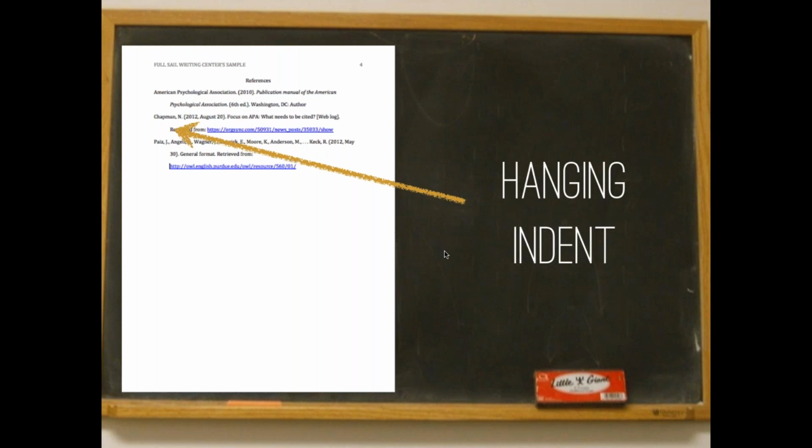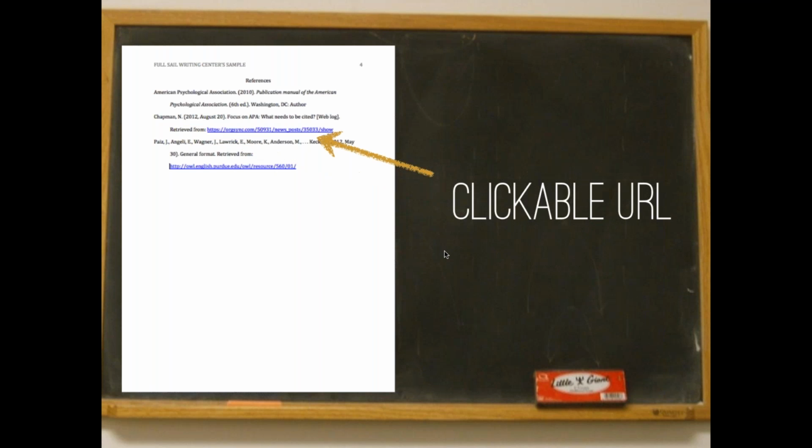This is called a hanging indent, and when I post all those links in the chat box, I will give you a YouTube video on how to create a hanging indent if you don't know. Electronic sources should include clickable URLs, and that's what your reference page should look like.